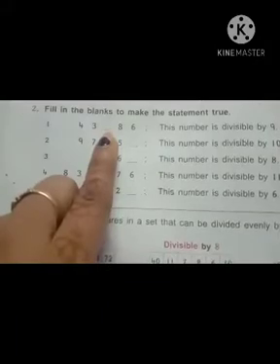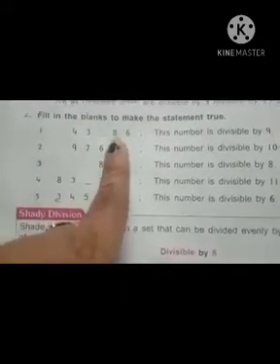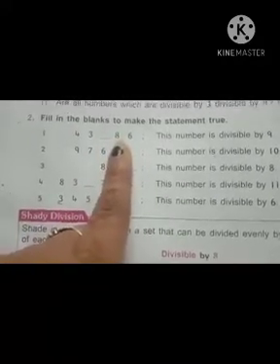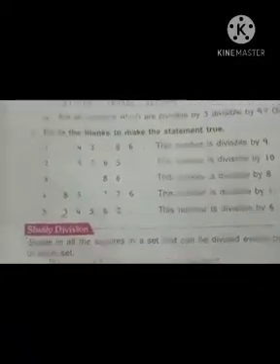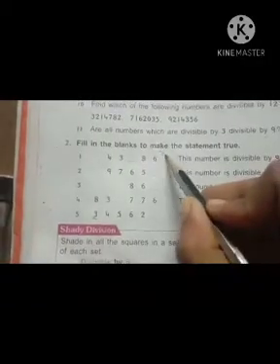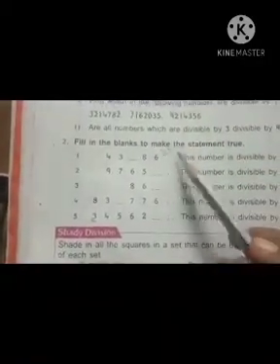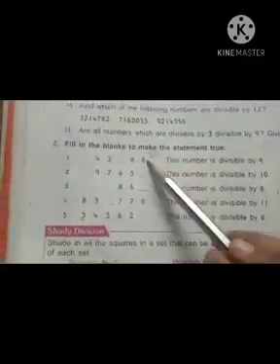Again here dash is there, no? Afterwards we will count this one. 7 plus 8 is equal to 15. 15 plus 6 is equal to 21. Is 21 divisible by 9 or not? No. In the 9 table, 21 is not there.